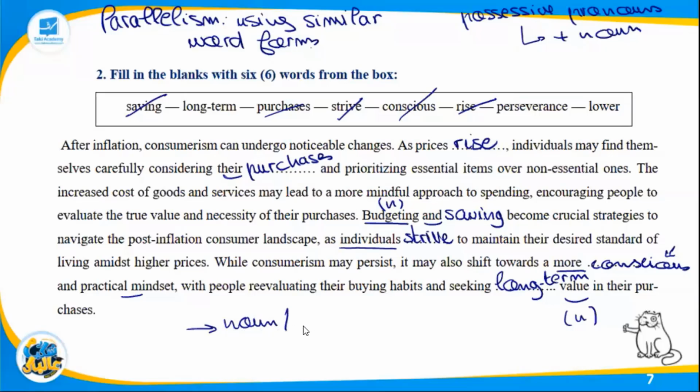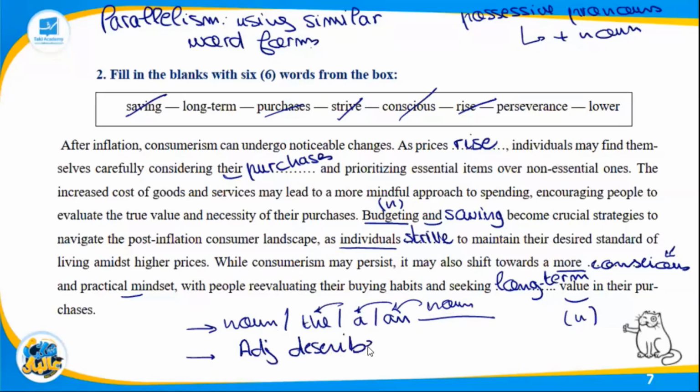Kif yebda zeda andi kif kif the wela a wela n, w ma andich the, noun that refers to them wela relates to them, so that's when I know that I need to choose a noun. Each adjective describes a noun. Okay, like when I say a beautiful girl.